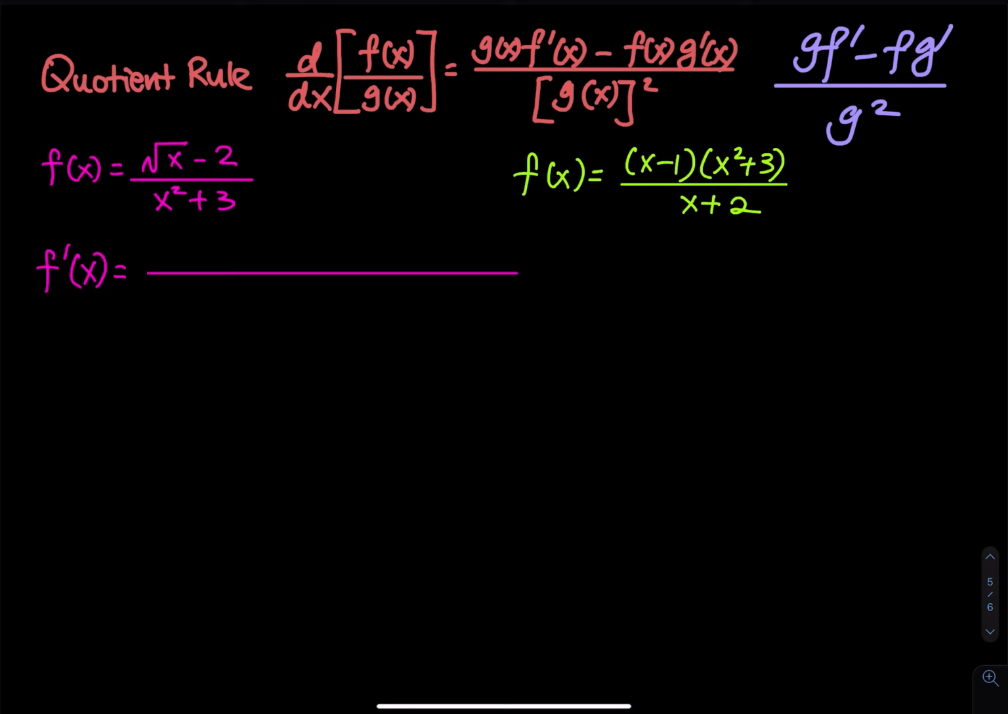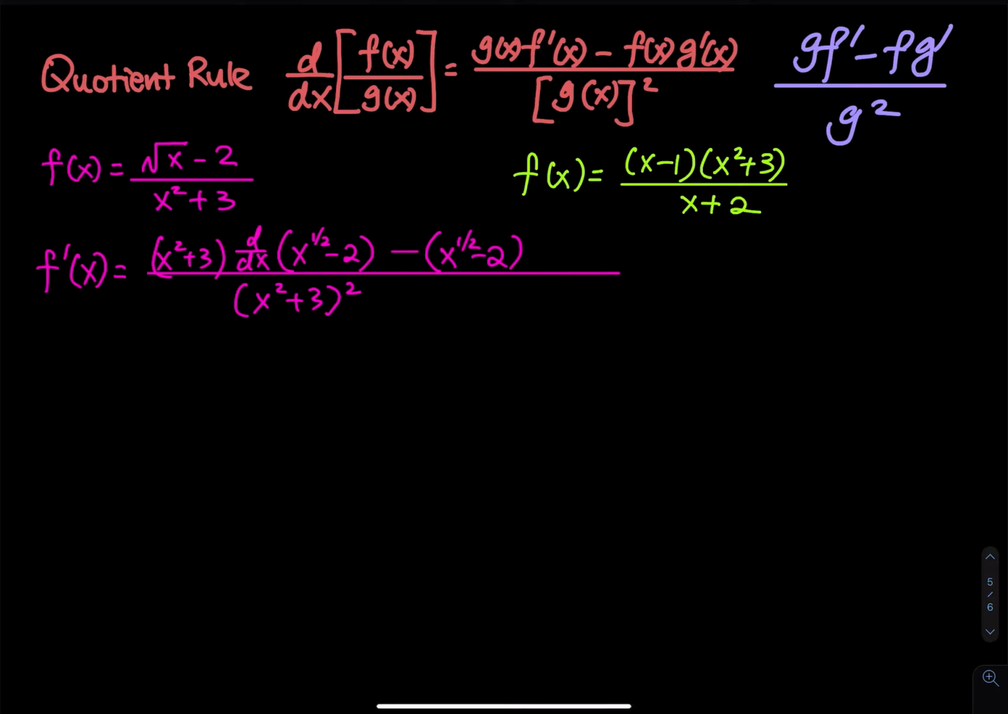Let's apply the quotient rule. First things first, let's square the denominator, x squared plus 3. Then you have g f prime: the denominator times the derivative of the top, which is x to the 1/2 minus 2. And then minus, for the quotient rule, f g prime. So we have x to the 1/2 minus 2. Square root means 1/2 power.